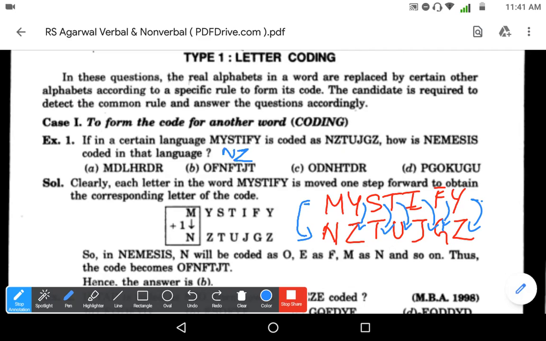After Y, the next word is Z. After S, the next letter is T. After T, the next letter is U. After I, the next letter is J. After F, the next letter is G. After Y, the next letter is Z. So this is the codification rule that has been followed in this question. So whatever is the letter that has been given, if you consider the next letters, you will be getting the answer.